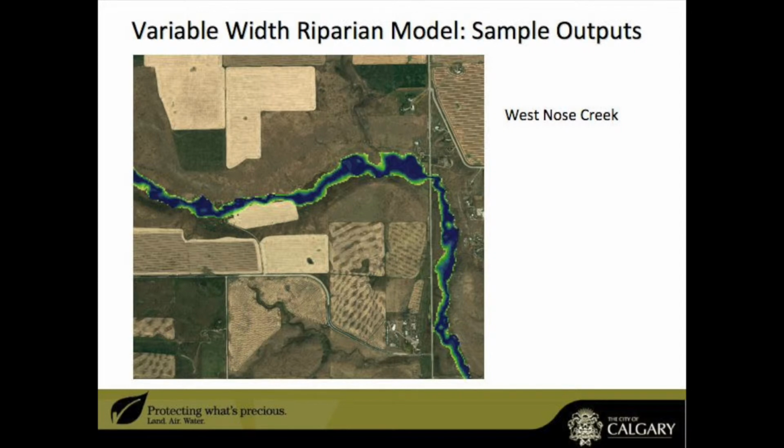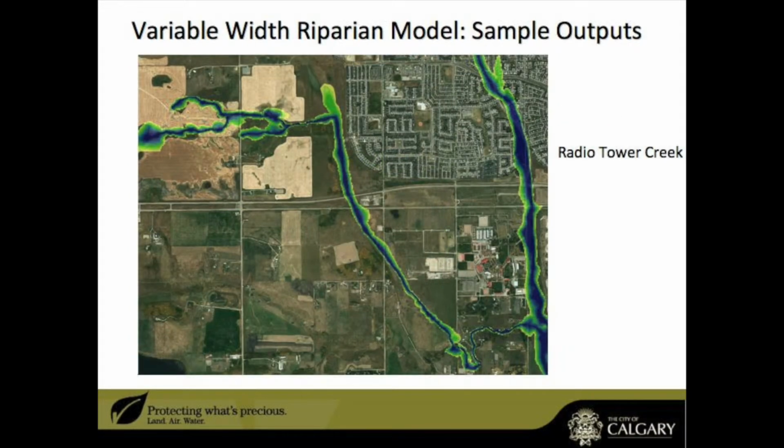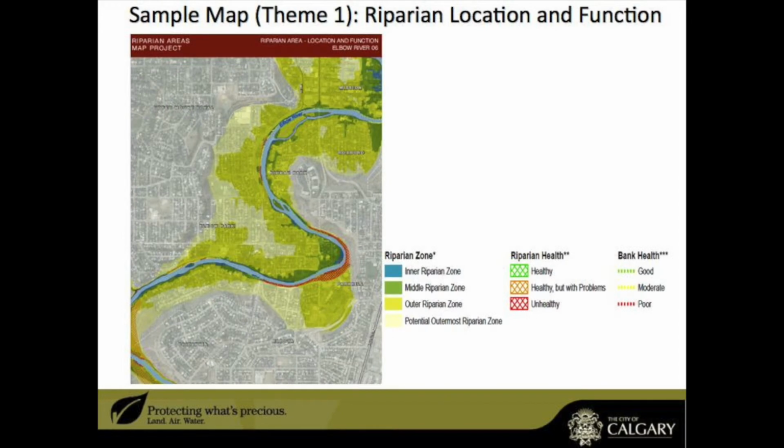These are just some basic examples. I'll just flash through these really quickly here. So the blue is that inner riparian, going out to the yellow edge, which is the potential outermost. So this is West Nose Creek overlaid on an air photo in northwest Calgary. Radio Tower Creek in the southwest Calgary. And I think that's coming through quite nicely.